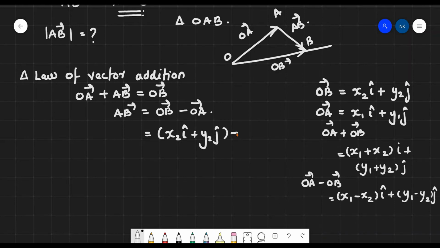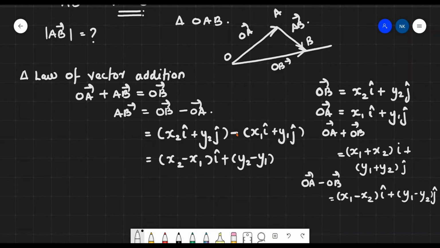Minus what was OA? It was x1 i cap plus y1 j cap. So here the resultant is going to be (x2 minus x1) i cap plus (y2 minus y1) j cap. So here this is the AB vector.